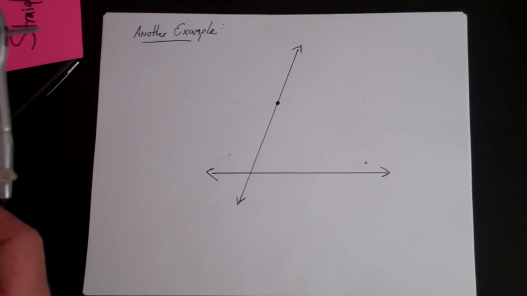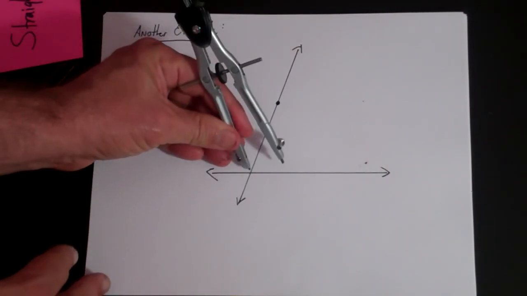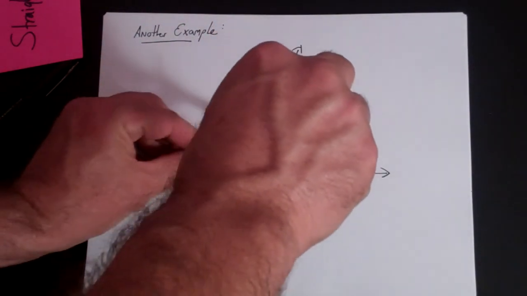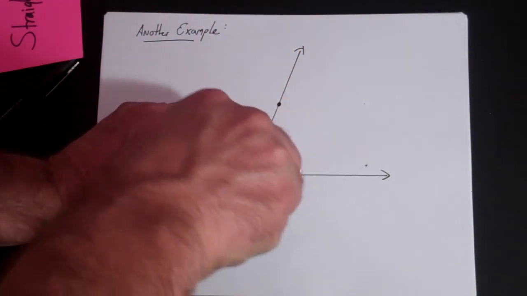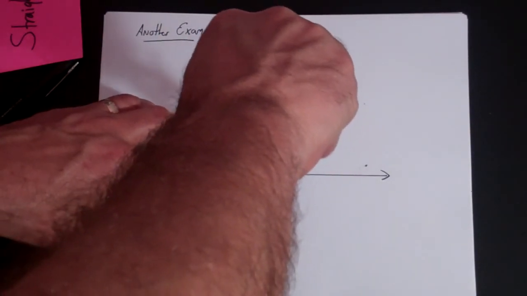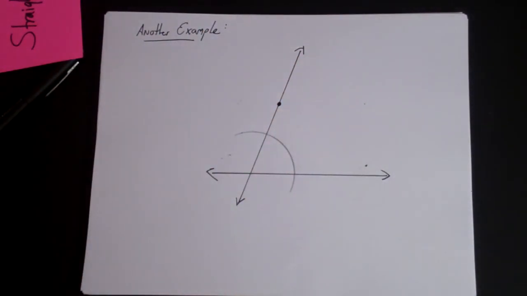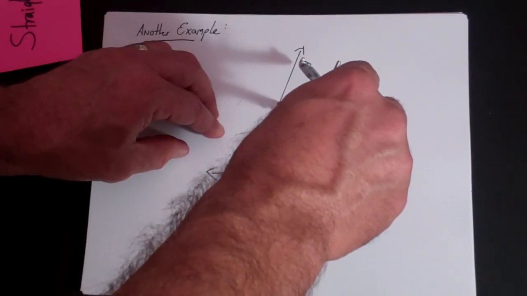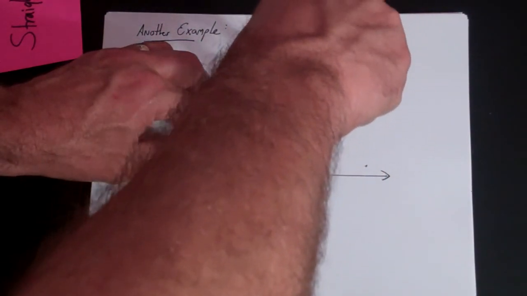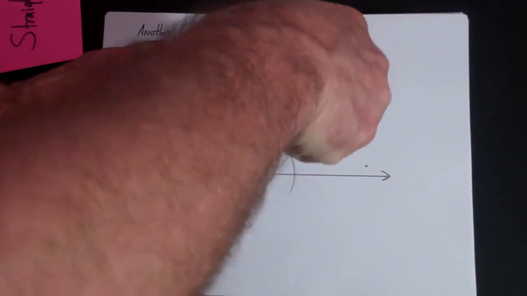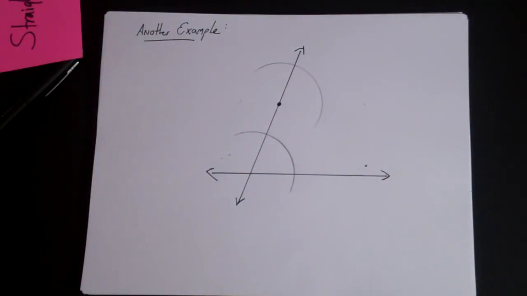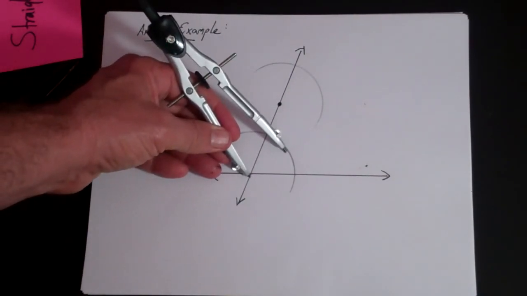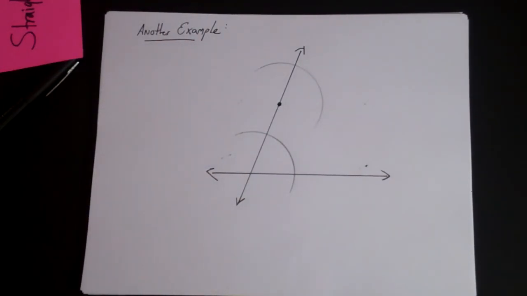Now you're going to draw an arc of any length. Don't make it too big or too small, but draw your arc. You want to draw it so that it crosses your original line and your transversal. And you want to draw another one with the new point as well. All right, what's the key here? The key is that both of these have the same length here.